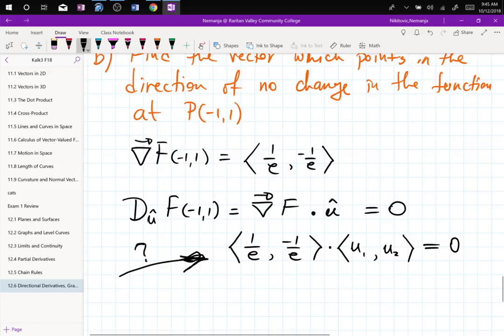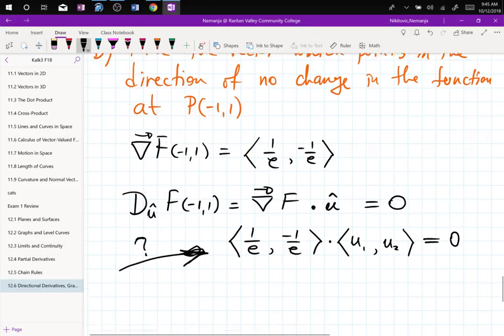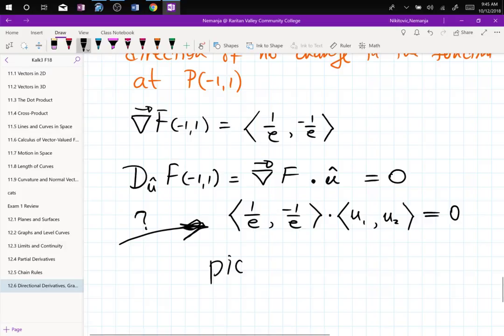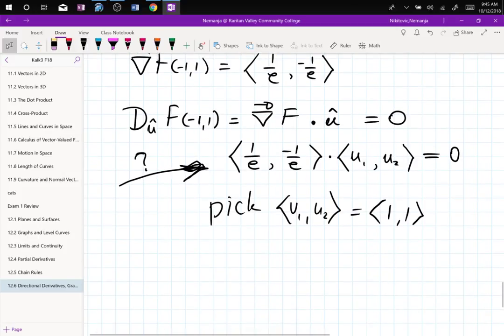See, the trick is that once you find U1, U2, you have to make a unit vector out of it. So, can you use e, e? Sure, but then making a unit vector out of that is going to be annoying. So, pick 1, 1. Because, well, let's put U1, U2 equals vector 1, 1. Because that would definitely satisfy this equation. You have 1 times 1 over e plus 1 times negative 1 over e. That adds to 0. Yes?